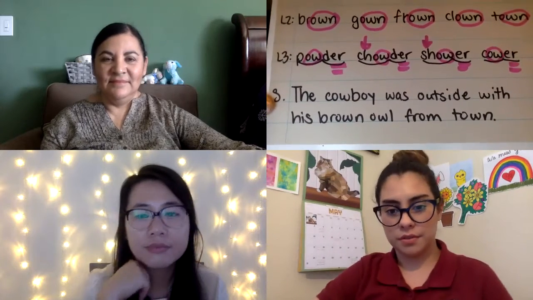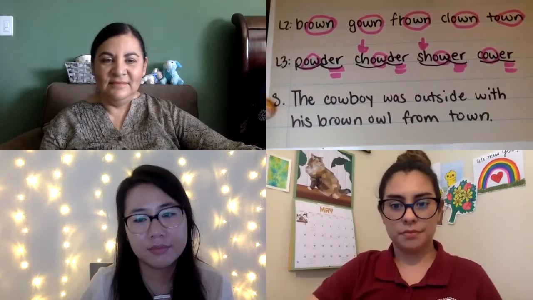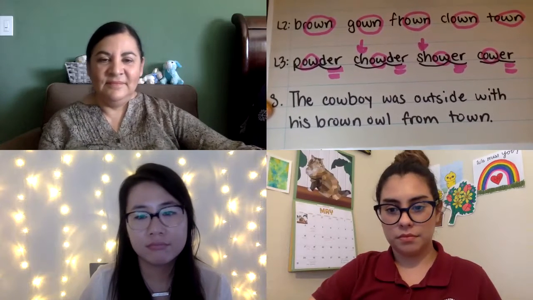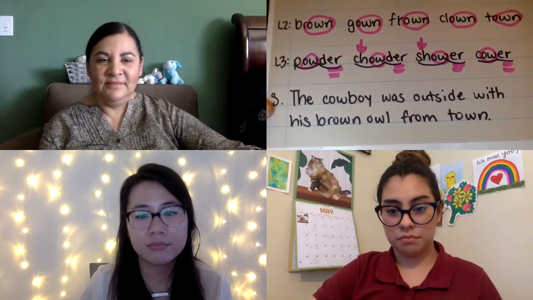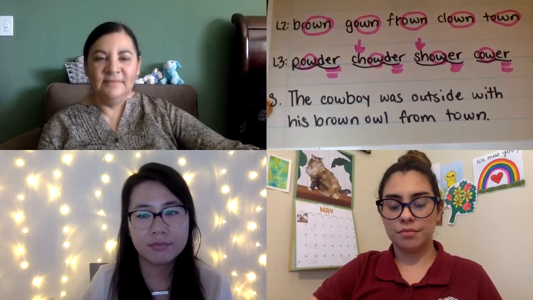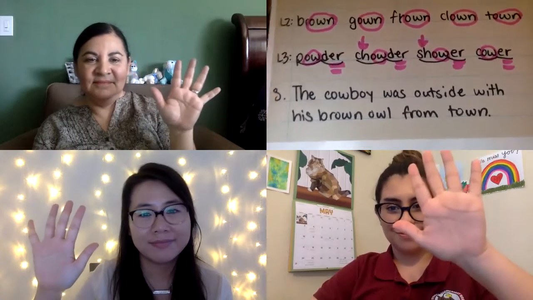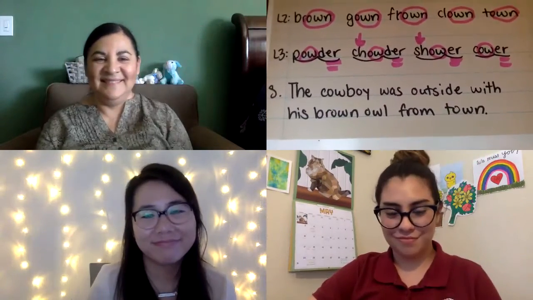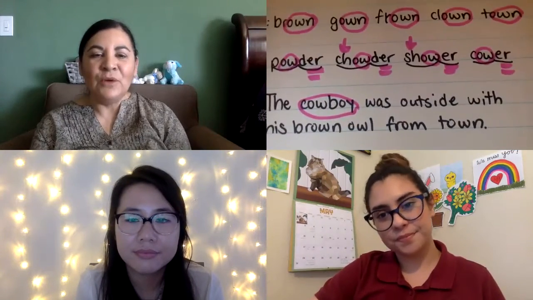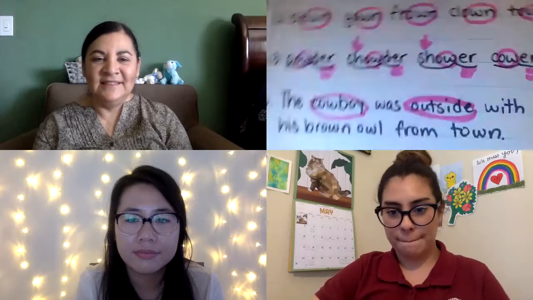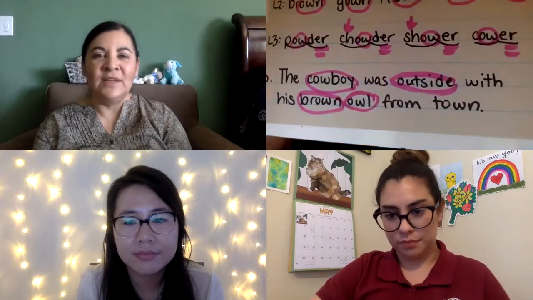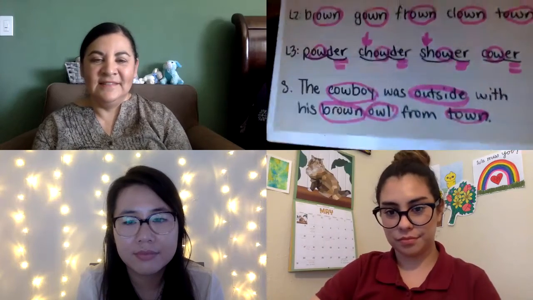Very nice. All right, let's jump over to our sentence, boys and girls. Remember, this is the time where we hit that pause button and think like word detectives, trying to find out all the words that have the owl spelled O-W or O-U. Teachers, when you're ready, go ahead. Wow, air five, here we go. Ms. Yakimovich, start us off. Cowboy. Cowboy, very good. Ms. Hernandez. Outside. Outside. Ms. T. Brown. Brown. Ms. Yakimovich. Owl. Owl. Ms. Hernandez. Town. Town. Very nice.